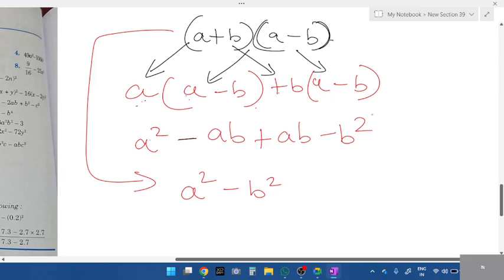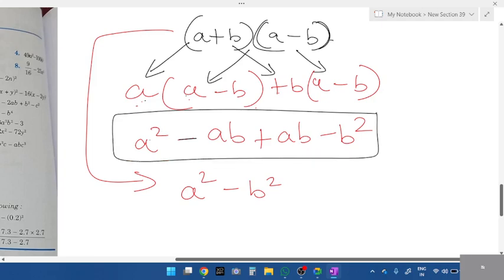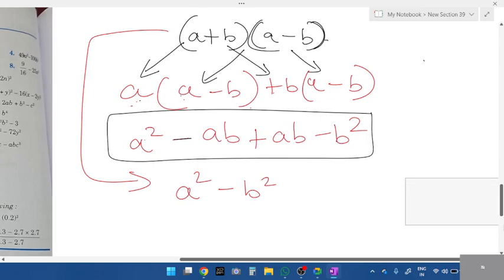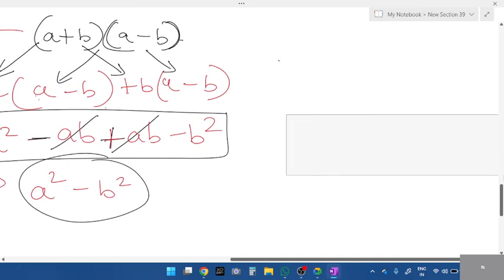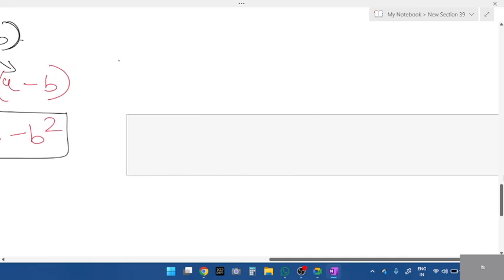What are the like terms in this? Like terms meaning it should have the same alphabet and same variable, students. If both are plus and minus, right? What is one AB and one AB? Both will get cancelled. What is left? A square minus B square.